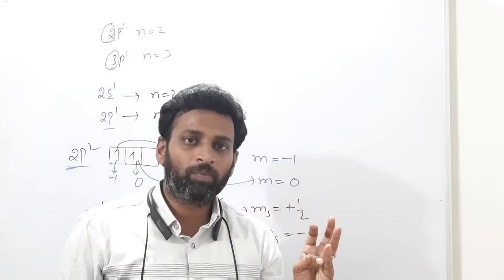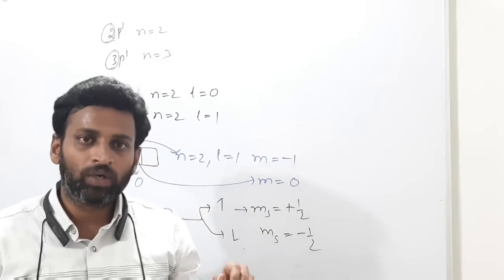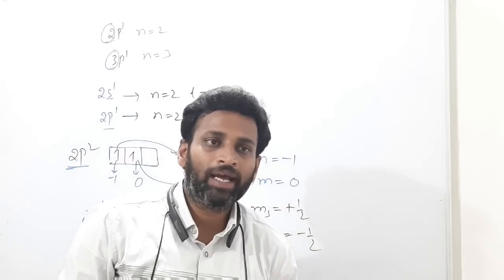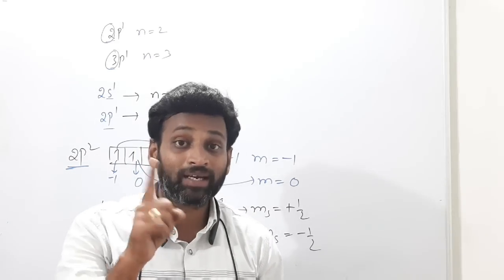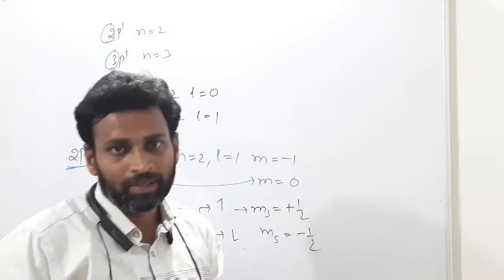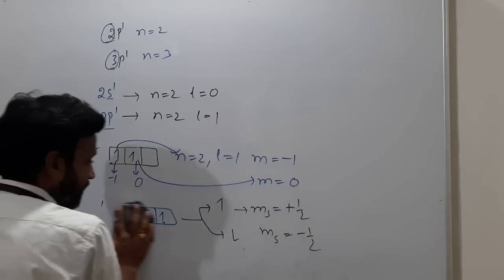So if you know the Aufbau principle, Hund's rule, Pauli's exclusion principle and the energy of subshells, then you can write electronic configurations easily. You can write them simply. If you know the first 30 elements, you can write electronic configurations. Okay, next.